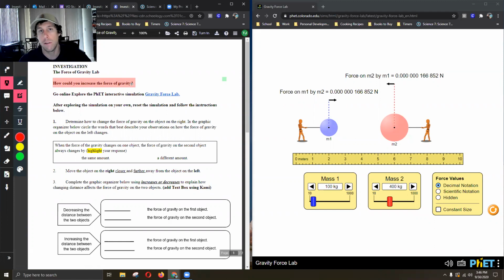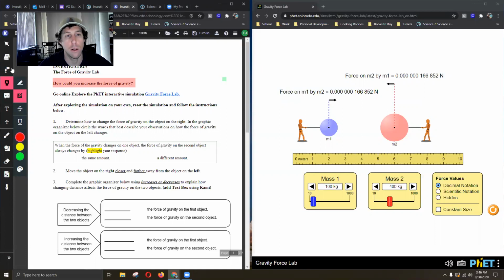So in this lab, you're trying to figure out what factors would change the force of gravity for an object. We're going to go online and explore the PhET Interactive Simulation Gravity Force Lab. You'll click on the link right here, and it's going to open up the Gravity Force Lab. After exploring the simulation on your own, reset the simulation and follow the instructions below.